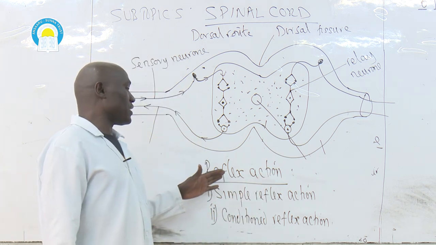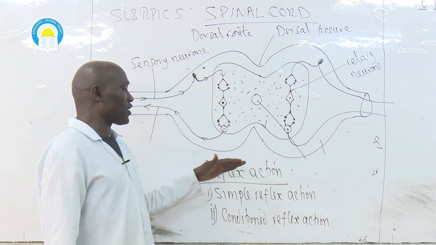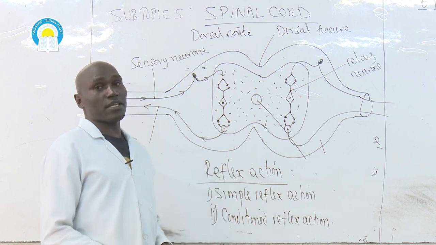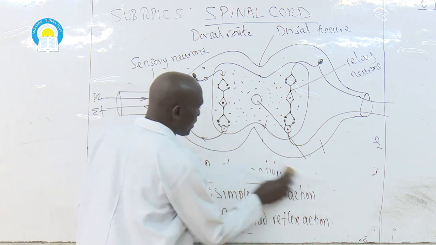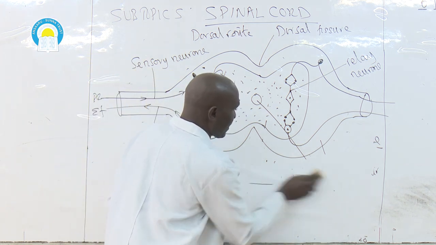I'll start off with the details or components of reflex action, then come to the details of each and every type of reflex action by itself. So there is what we call reflex arc.